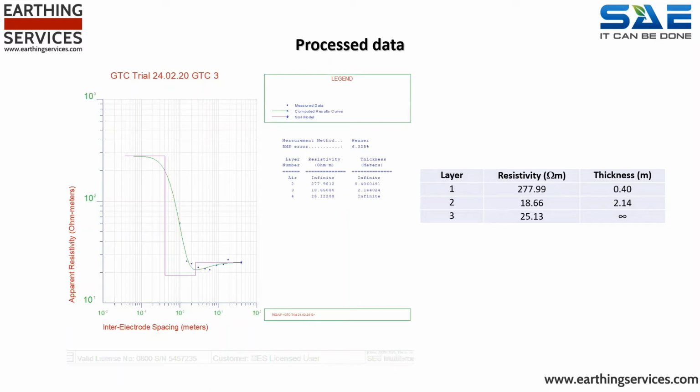The table evidences the soil model obtained when this dataset was processed, which indicates a significantly high resistance top layer, which descends some 400 millimeters from surface level.